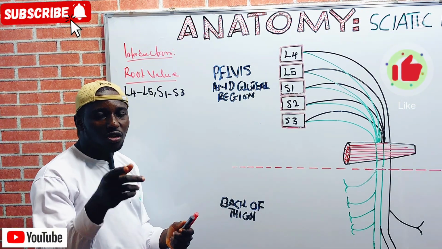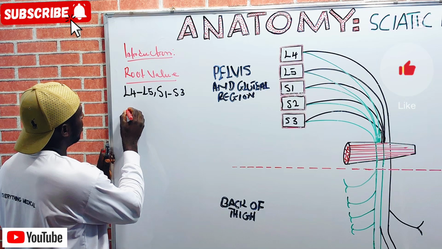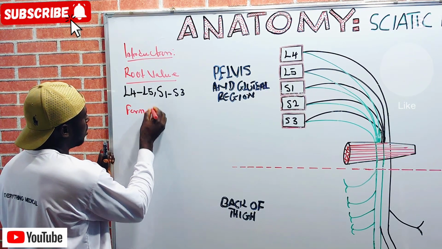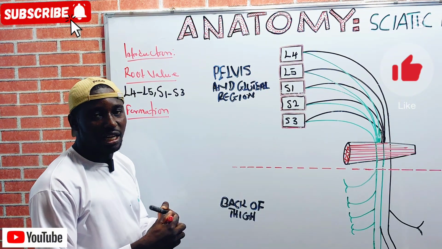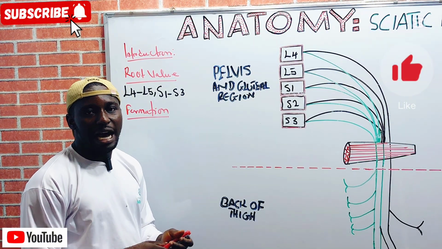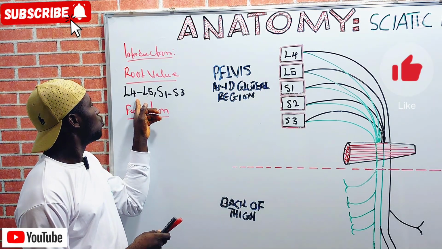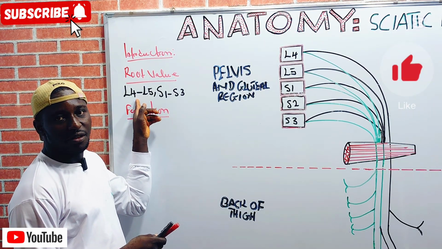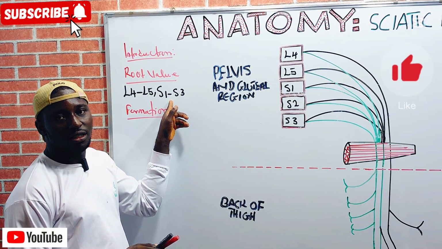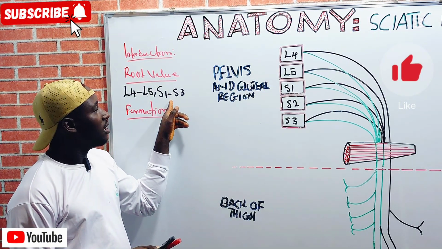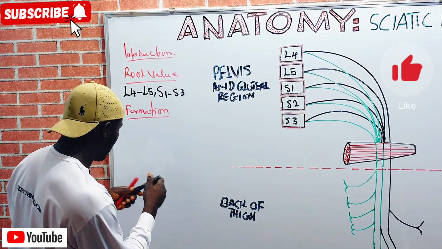The next we shall be discussing is the formation. What is the nerve formation of the sciatic nerve? The sciatic nerve is formed by the ventral rami of the lower two lumbar spinal nerves and the first three sacral spinal nerves. That is the formation of the sciatic nerve. Now let's write.